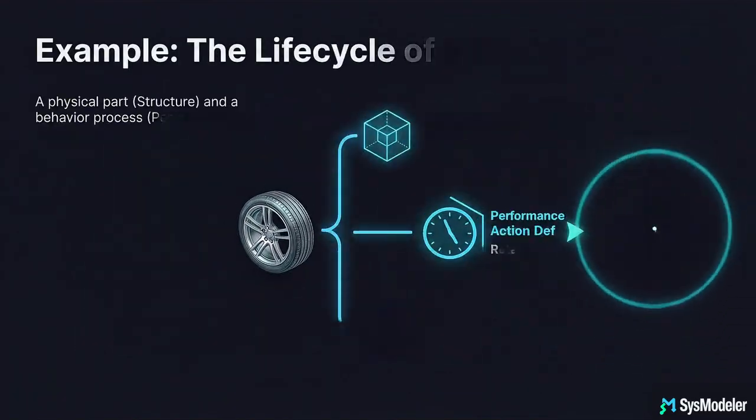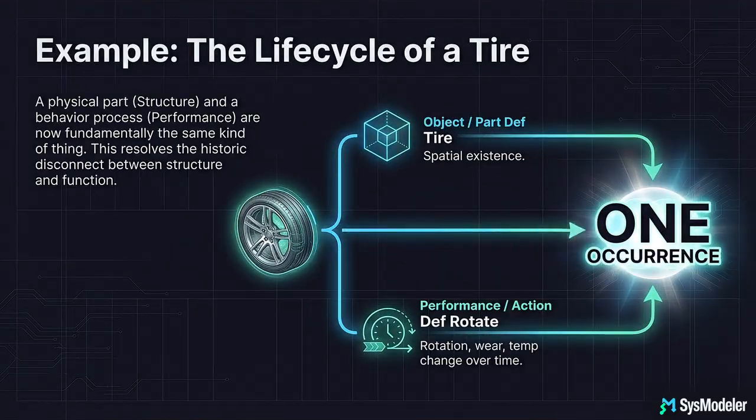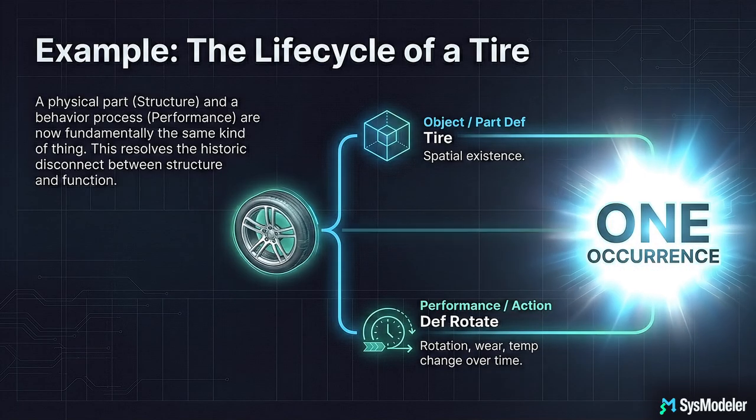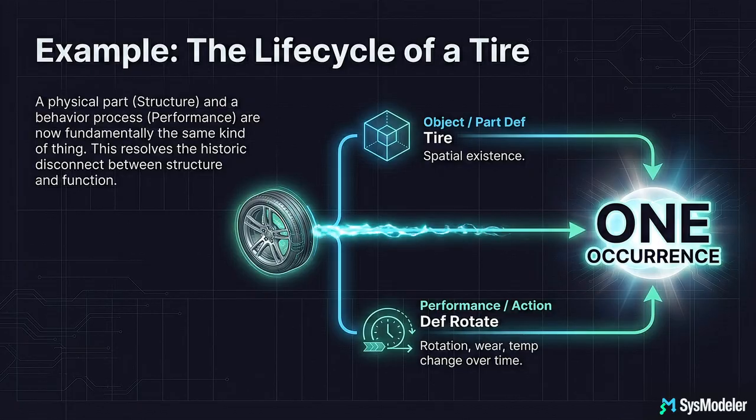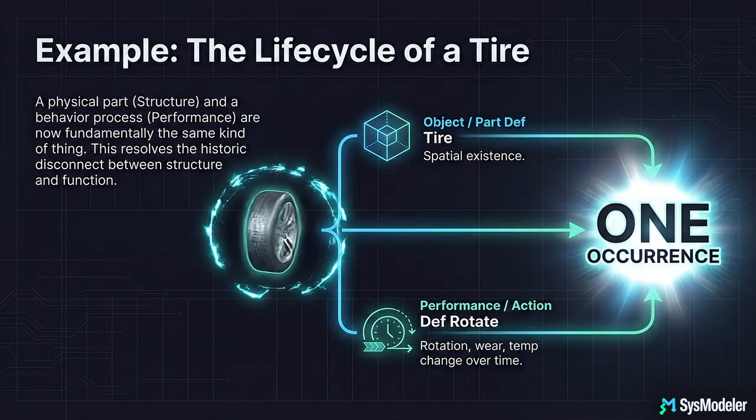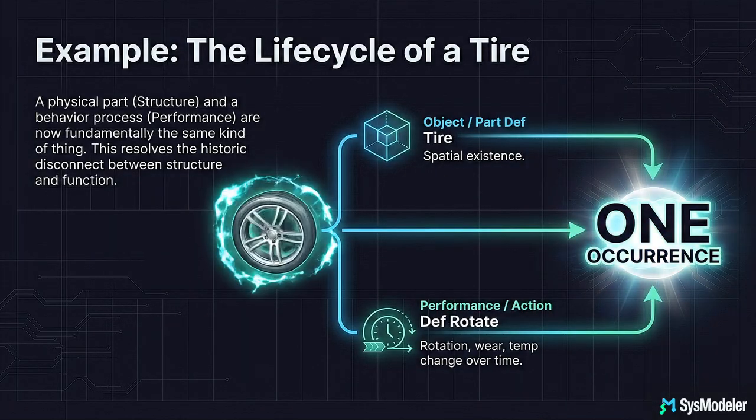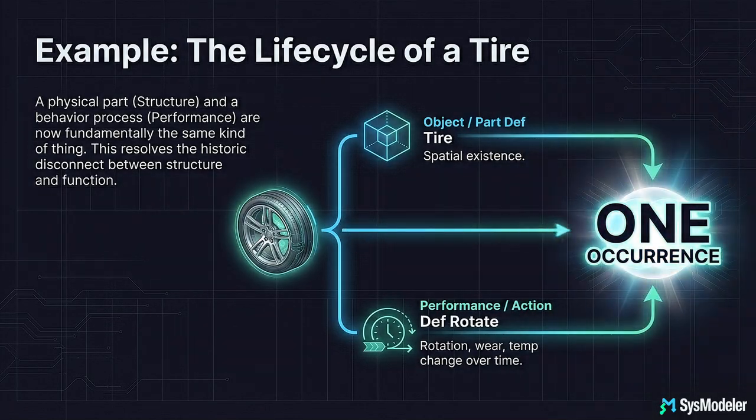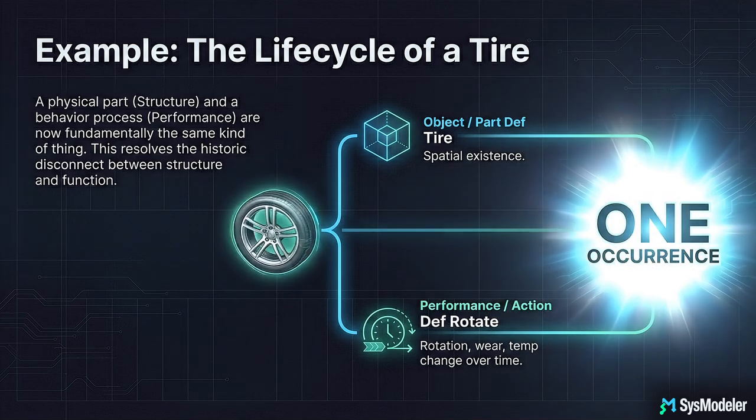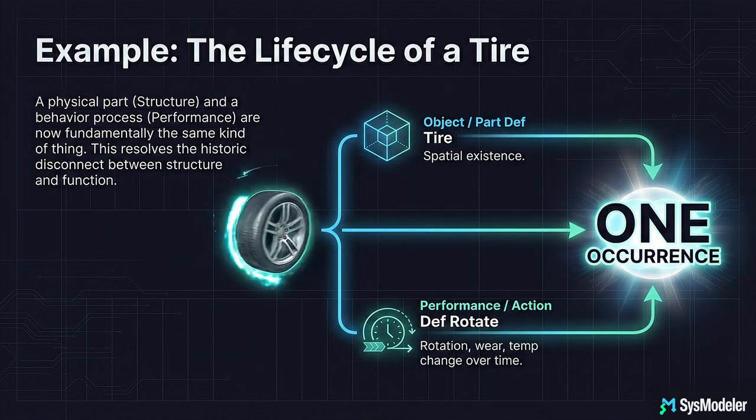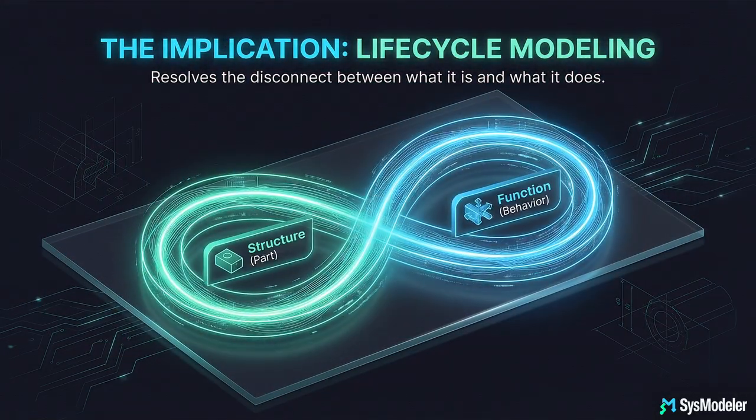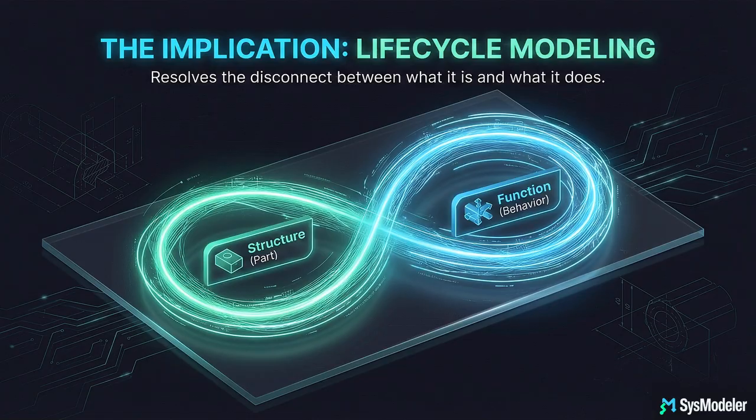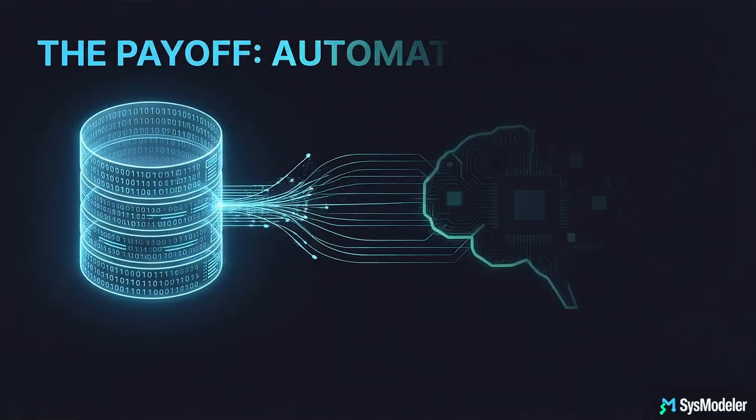A structure specializes in the objects library. An object is an occurrence that is spatial and persists over time. For example, part-def tire. A behavior specializes in the performances library. A performance is an occurrence that is temporal and happens over time. For example, the rotation of the tire, or action-def rotate. A physical part and a behavior process are now fundamentally the same kind of thing, which is occurrences. This allows us to model the life cycle of a part simply as a behavior, finally resolving the disconnects between structure and function.